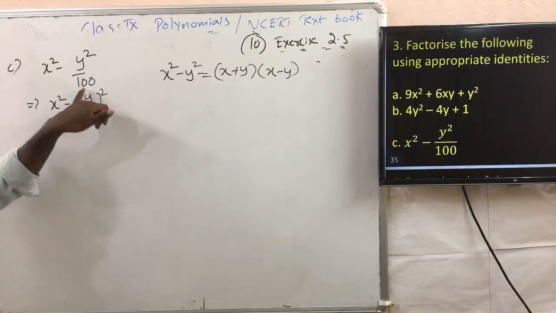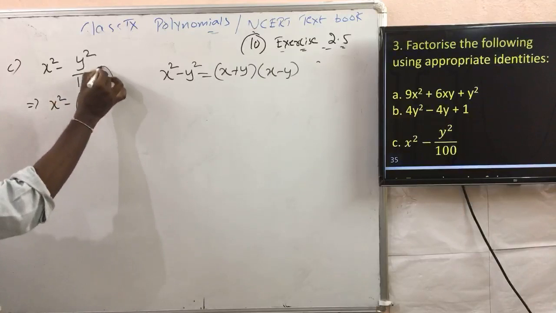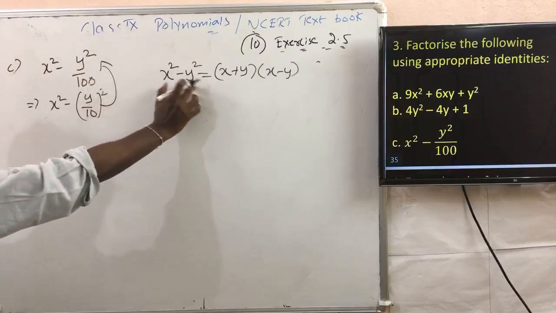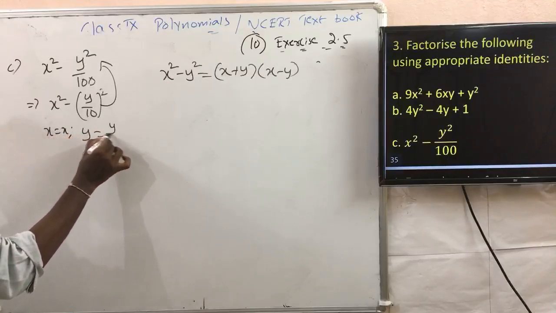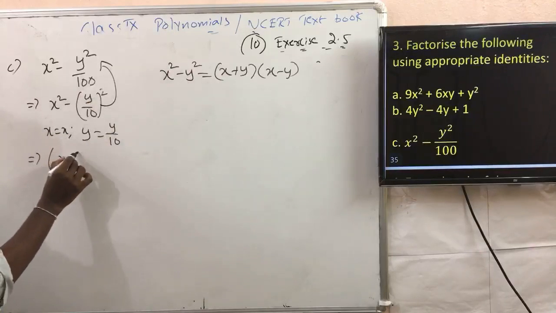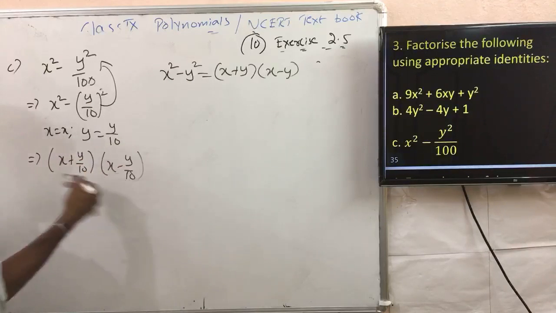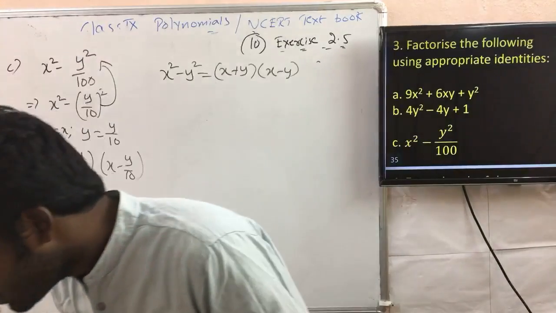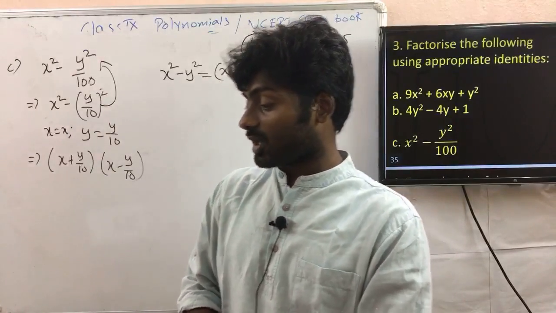Yes, obviously 100 is a perfect square, which is 10 square. If I write y by 10 whole square, go back, y square by 10 square is y square by 100. Now it is in the form of x square minus y square, where x equals x itself, y equals y by 10. So I can write this as x plus y by 10 into x minus y by 10. If anyone has a doubt, you can ask. Very good, Ashutosh, you have already given x minus y upon 10 into x plus y upon 10. Very good.